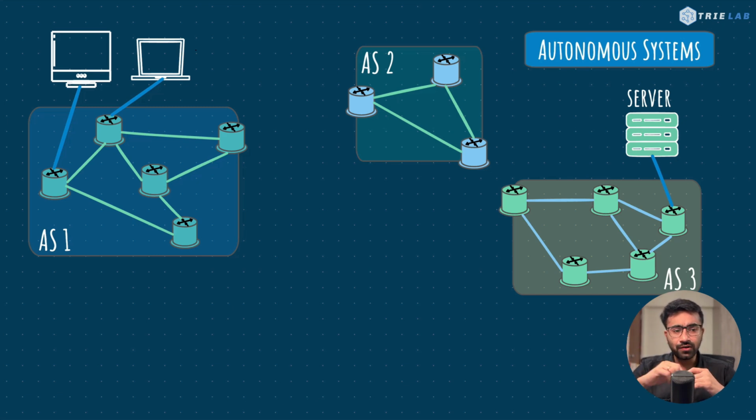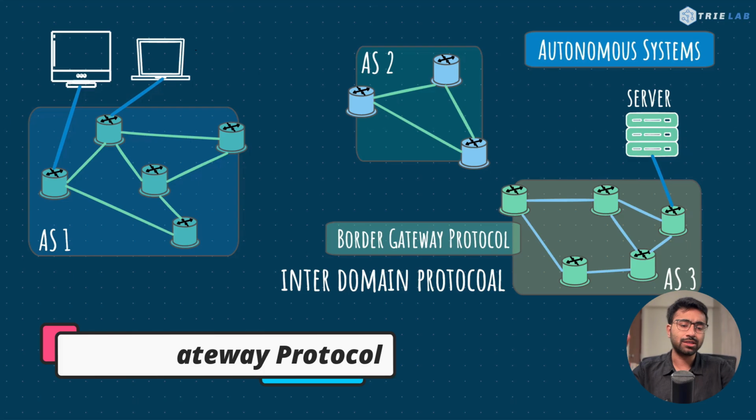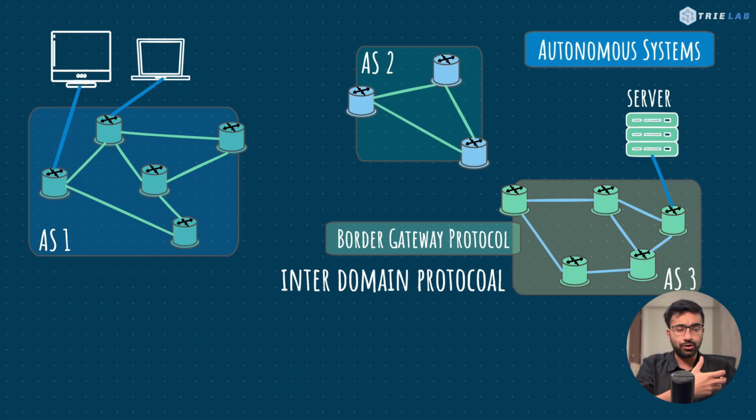Now the clients over here know about the server's IP address, but they don't really know which autonomous system it resides on or how to reach the server. For this, we'll look into a bunch of protocols that help in routing packets and information across the autonomous systems and inside the autonomous system. The first protocol that we'll discuss is called Border Gateway Protocol, which is also an inter-domain protocol since it helps in sharing information across the autonomous systems.